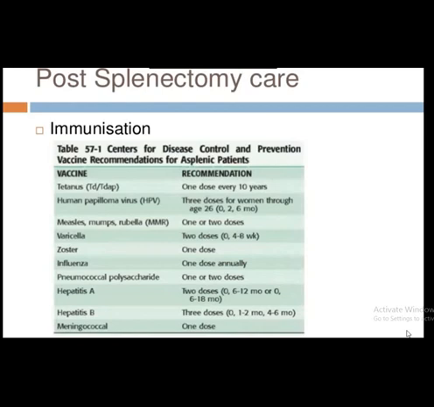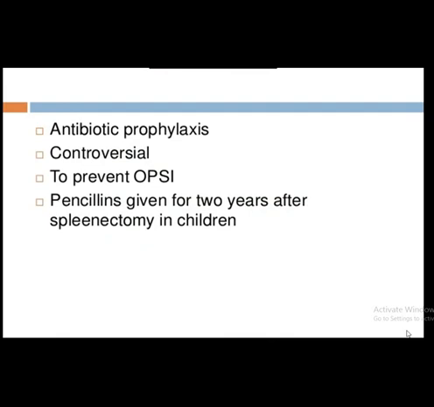We have discussed the different vaccinations required for patients, especially children: tetanus, measles, mumps, rubella, varicella, influenza, zoster, pneumococcal, hepatitis A and B, and meningococcal doses should be given to your patient. Antibiotic prophylaxis is controversial, but in children especially, long-term antibiotics are advisable to prevent overwhelming post-splenectomy infections. Penicillin could be given for 2 years after splenectomy, especially in children. So this is all about the splenectomy.